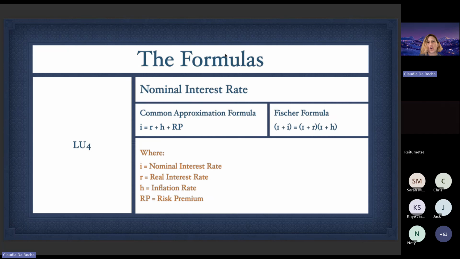Often these formulas are manipulated so that you can find something else, not necessarily the nominal interest rate, sometimes the inflation rate or the risk premium. So you just need to understand what the question is asking, as well as see what is provided.